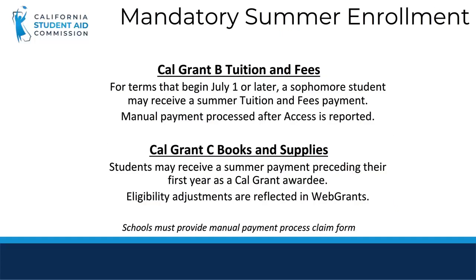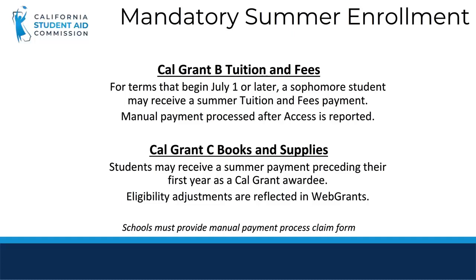Mandatory summer enrollment affects Cal Grant B and C. For Cal Grant B tuition and fees, any terms that begin July 1st or later may allow a sophomore student to receive a summer tuition and fees payment. A manual payment will need to be processed after the access payment has been made using the roster or upload process. This is due to the system still seeing the student as EL1, in which the system will only allow for access until the student is renewed for the following academic year.